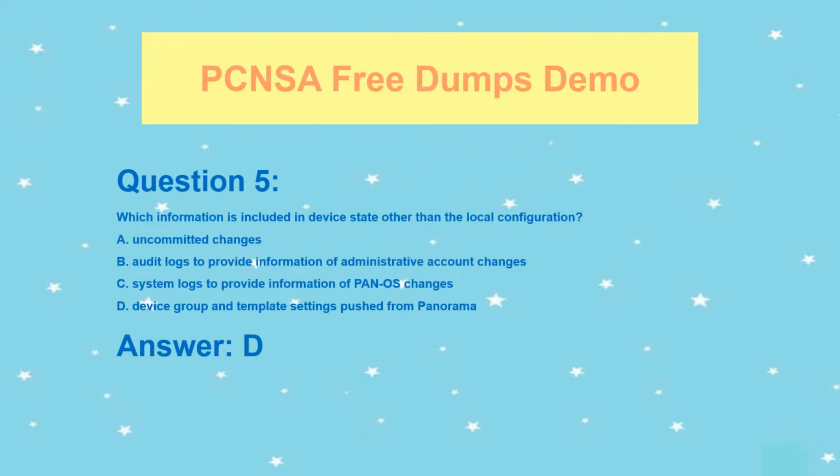Question 5. Which information is included in device state other than the local configuration? A. Uncommitted changes. B. Audit logs to provide information of administrative account changes. C. System logs to provide information of PAN-OS changes. D. Device group and template settings pushed from Panorama. Answer: D.